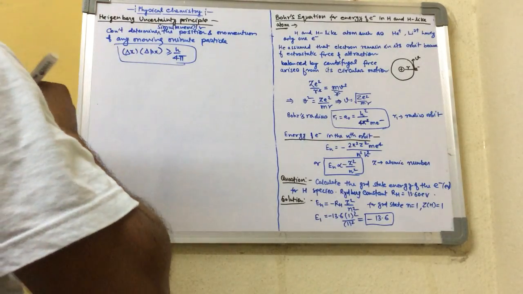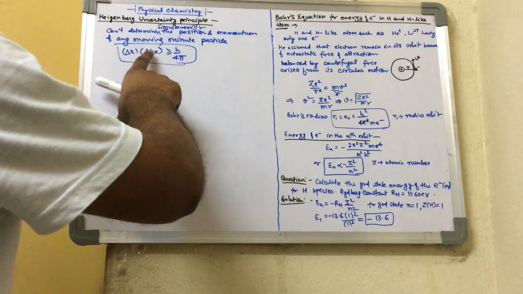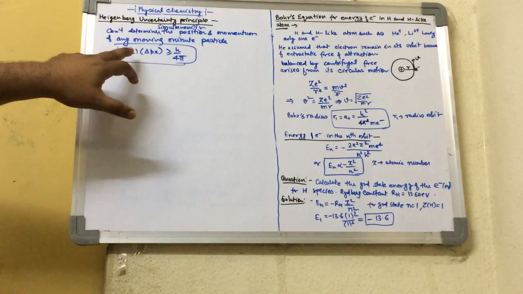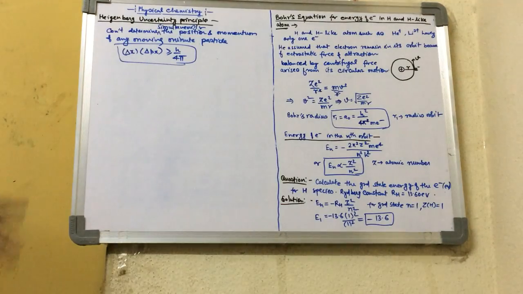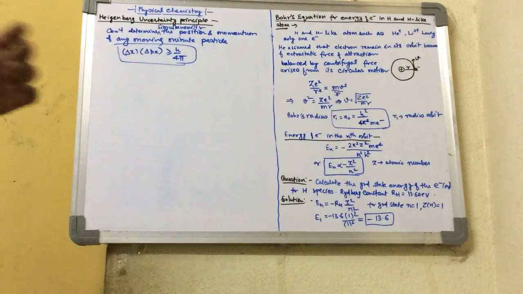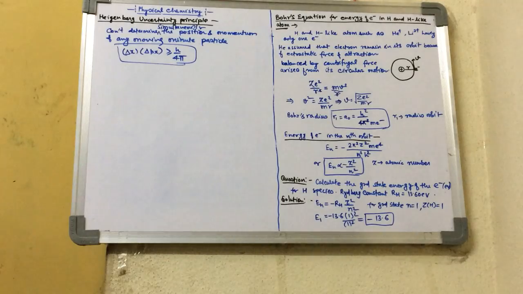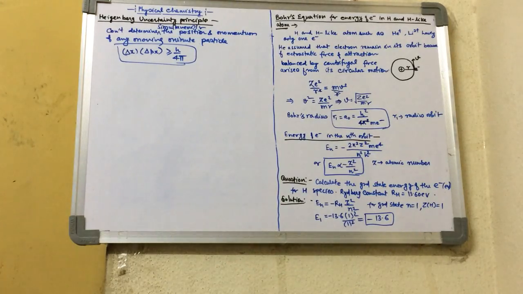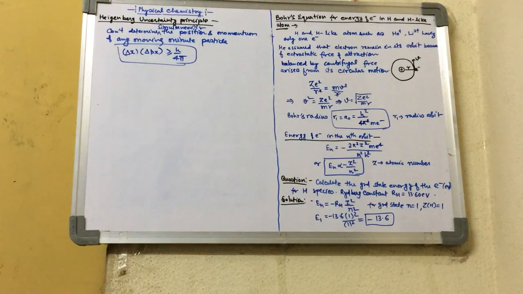And if you know the momentum of any minute particle, then you can easily calculate the position. If the position is given, you can calculate the momentum. If the velocity of an electron is given and you know the mass of the electron, you will easily get the velocity. So this formula of the Heisenberg uncertainty principle is very important.